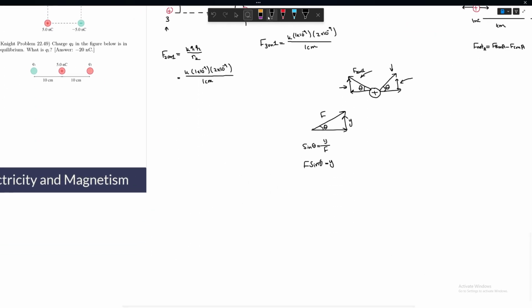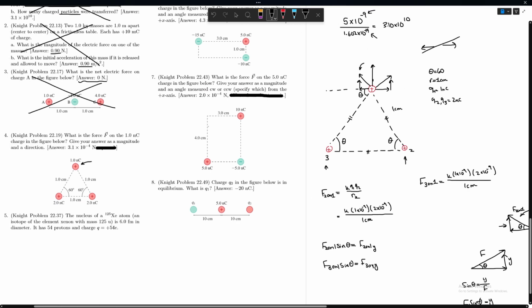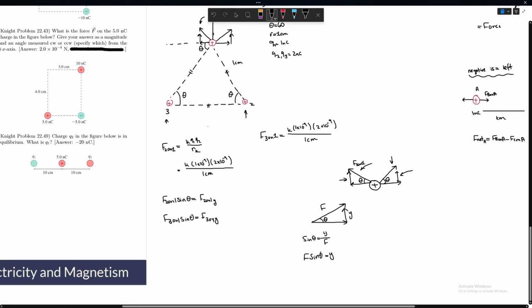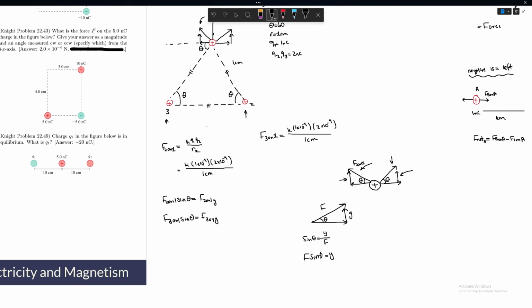So you want to take this logic and apply it here. Whatever number you get here, you have F2 on 1 times sine theta, which gives you the force in the y component. Then you'll do the same thing: F3 on 1 times sine theta equals the force that 3 exerts on 1 in the y component. Since we know that these two forces are in the same direction, usually you'd also get your x and add them up. But in this scenario, we actually don't have an x since they cancel out.